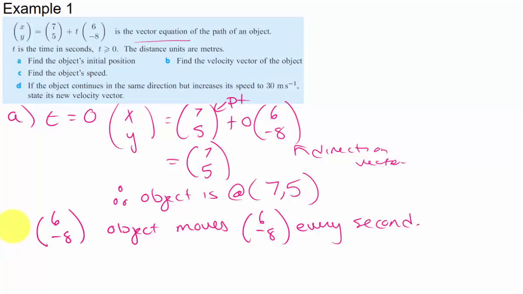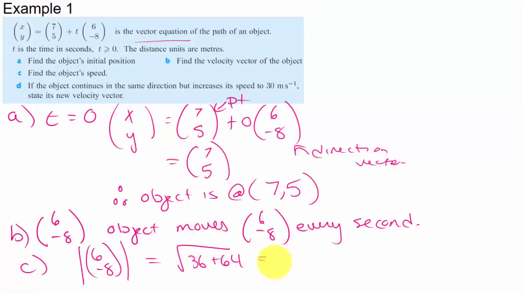To find the speed means that we'll take that same vector, we apply our formula, so we get 36 plus 64, which is equal to the square root of 100, which is 10, and meters per second, which is given, distance in meters is given in the question, and seconds is given in the question as well.